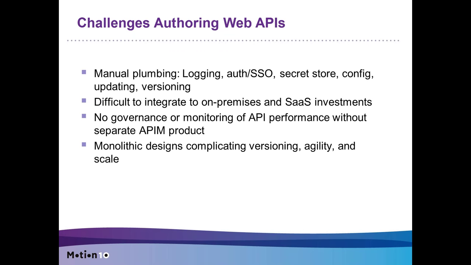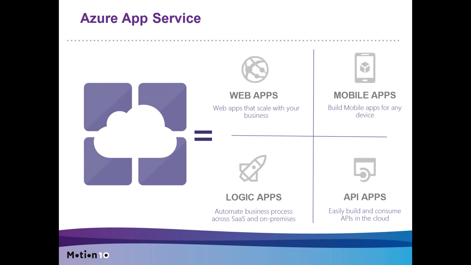And of course, Microsoft has created something for that, and that is the API apps. The API apps are part of the Azure App Service suite, and the Azure App Service suite also includes web apps, mobile apps, and logic apps. So very short, web apps you can use to quickly build a scalable website. You can create your own website, but there are also templates available for WordPress, Umbraco, and Django.